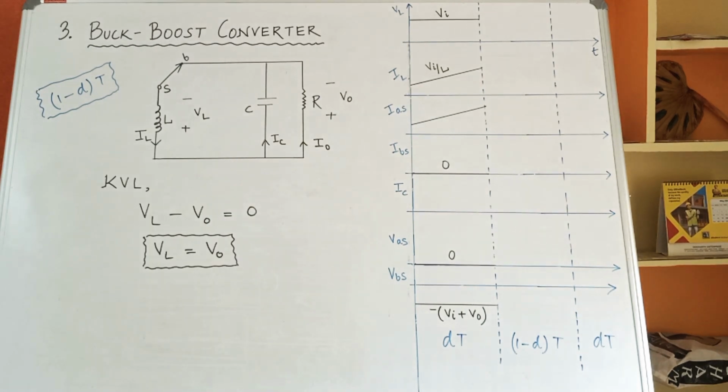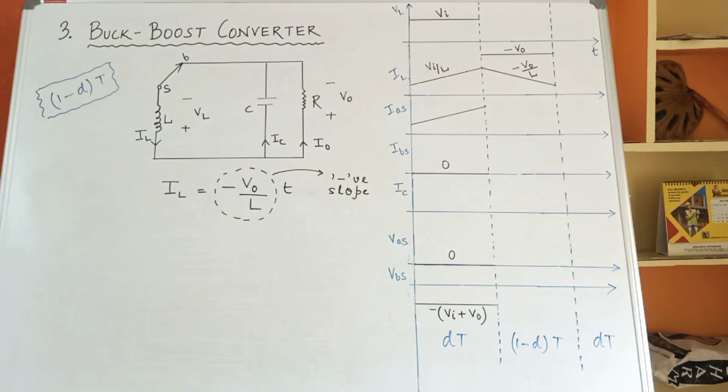Next, we apply KVL in the circuit. What we will get? VL minus V0 is equal to 0. So, VL comes equal to V0. I have represented VL as V0 but in the negative direction during the 1 minus dt period. Since V0 is a constant DC voltage, the value of VL during this period is plotted parallel to the x-axis.